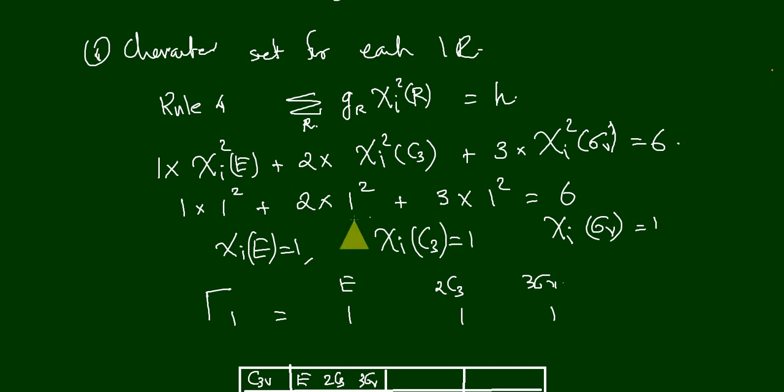In the case of C3 and sigma V, the available sets are 1, 1. Okay, in the case of C3 sigma V.